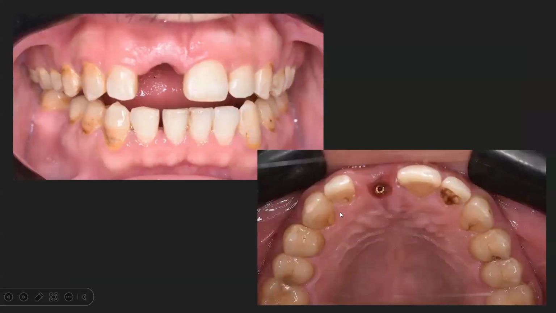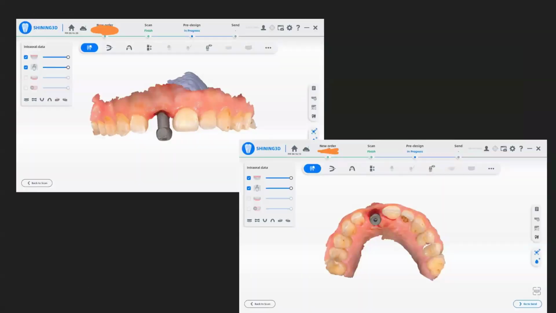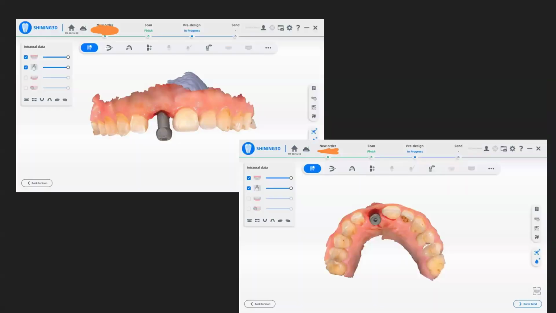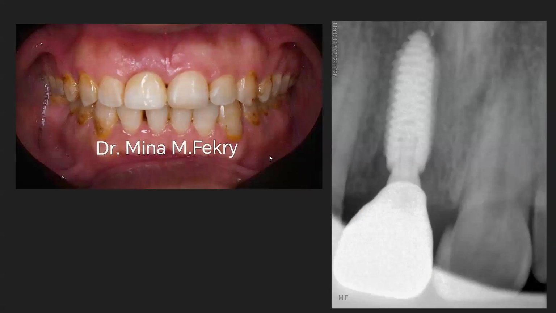Another case of position. If you put your implant positionally correct, you solve many problems. You solve 90% of your problems. Scan body, and then a screw retained implant.